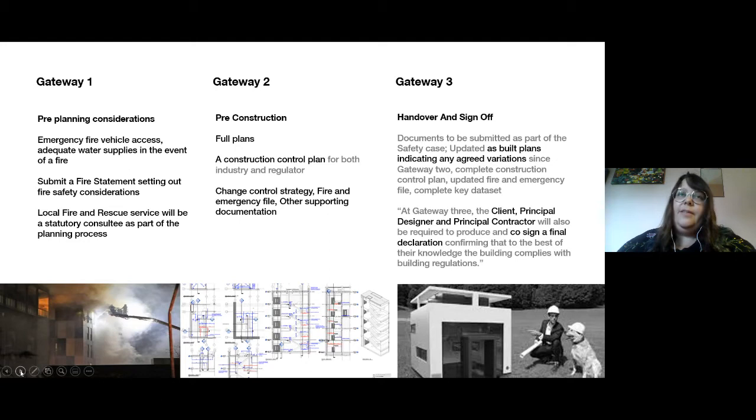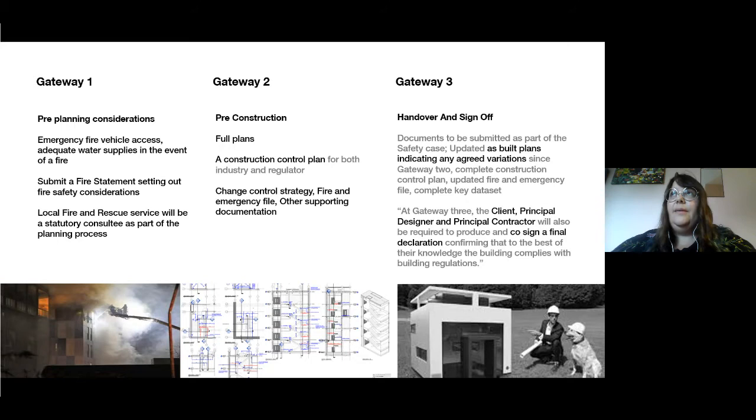As many people will be aware of the general planning process and all the different consultees that are involved, the fire authority would be brought forward a stage. So brought in front of building control, and they would essentially be consulted at that planning stage. At Gateway 2, after a full set of information has been introduced, there's going to be a hard stop before any construction can start on site, and that information will need to be signed off and approved by the regulator. So very similar to the Scottish warrant system.